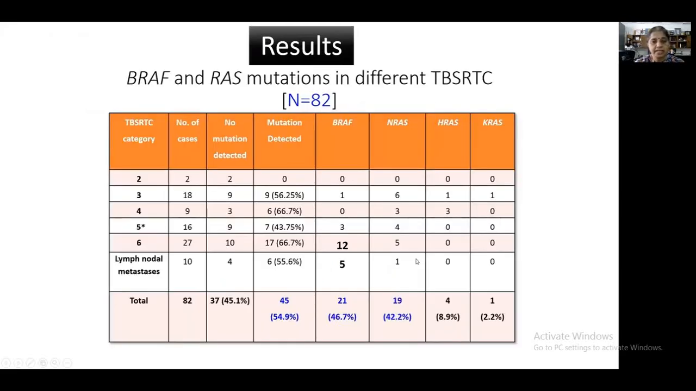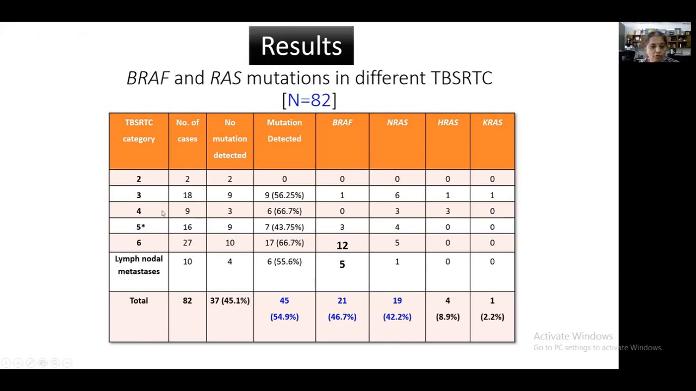So this is the BRAF and the RAS mutations in the different TBSRTC categories. No mutation was detected in CAT2, of course, and in CAT3 we had 18 cases. No mutations were detected in 9 cases, but in 9 cases there were mutations: 1 BRAF, 6 NRAS, 1 HRAS, and 1 KRAS. So if you see in category 3, NRAS was the most common mutation that we detected.